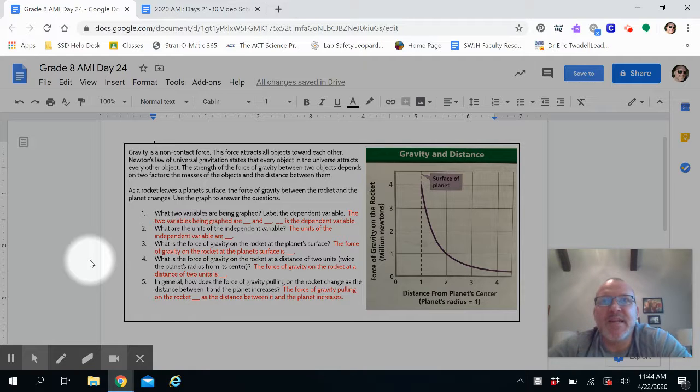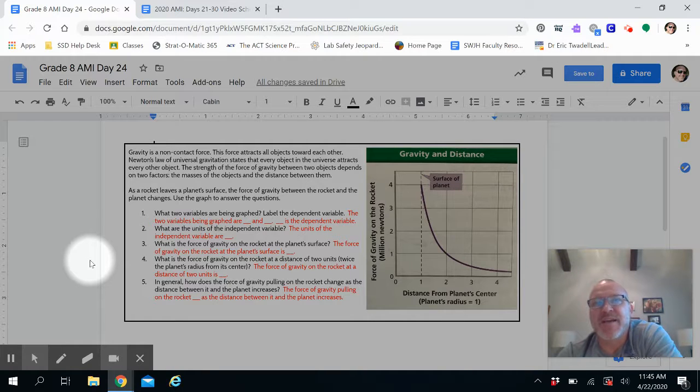So let's take a look at the reading prompt here. Gravity is a non-contact force. This force attracts all objects toward each other. Newton's law of universal gravitation states that every object in the universe attracts every other object. The strength of the force of gravity between two objects depends on two factors: the masses of the objects and the distance between them. As a rocket leaves a planet's surface, the force of gravity between the rocket and the planet changes. Use the graph to answer the questions.